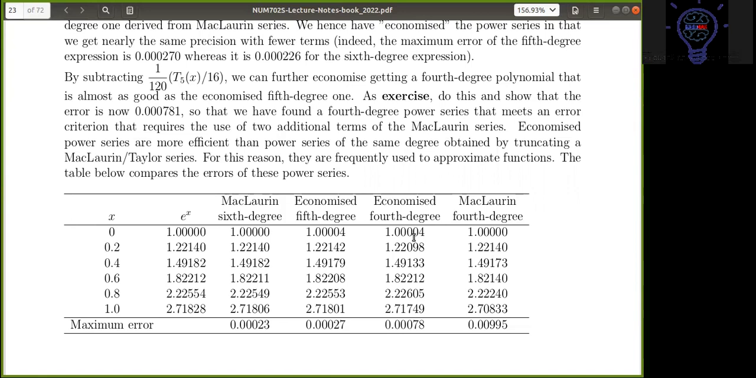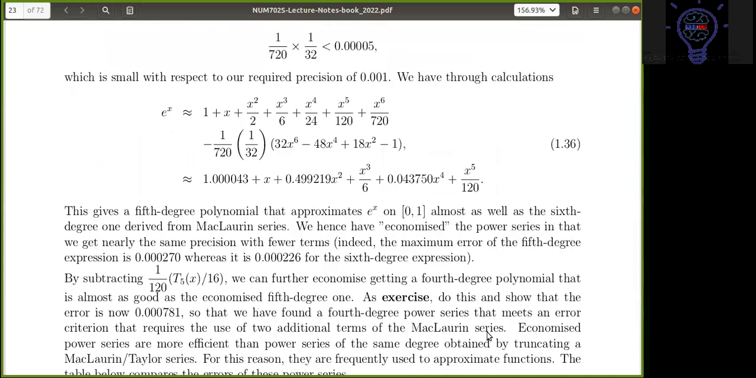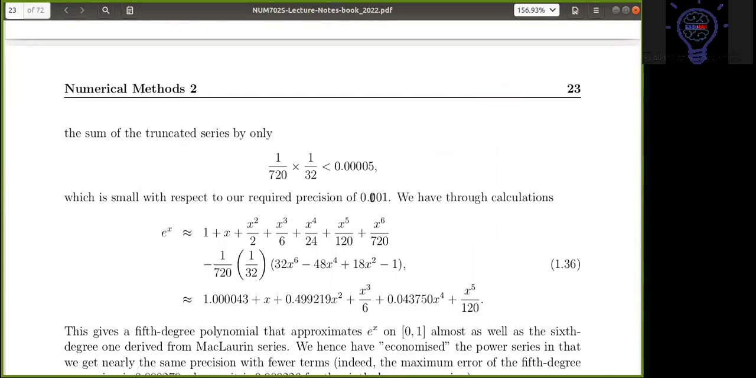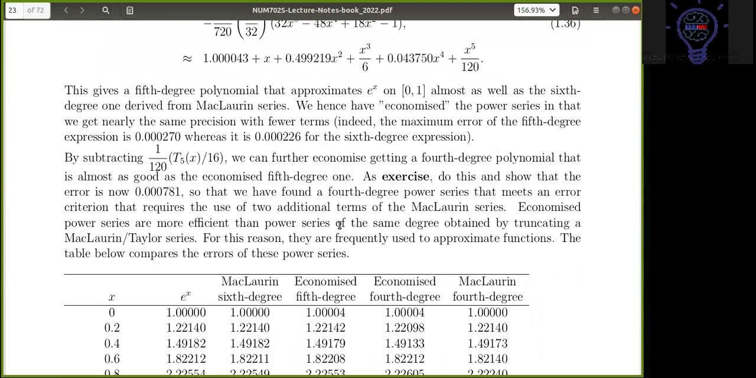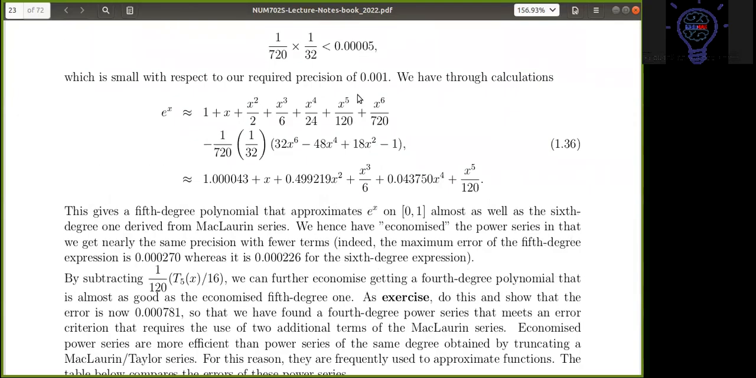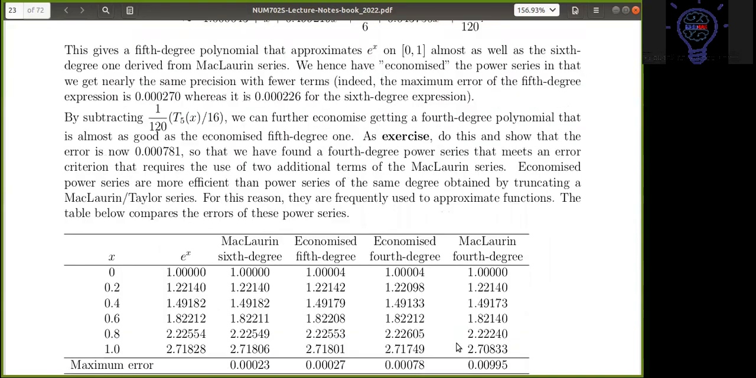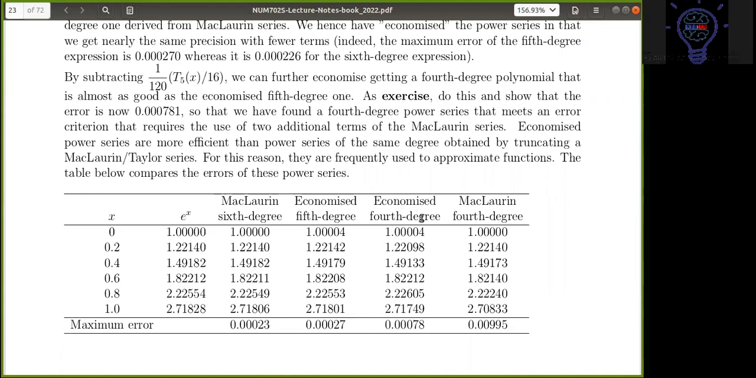But now, for comparison purposes, if we compute the corresponding fourth degree Maclaurin approximating polynomial, you can see that the error is very bad here. We are no longer within the precision. You can see that the maximum error will be 0.00999, which is greater than the required precision. The required precision should be 0.001. So any error should be less than this. We should not exceed it. But 0.009 is already larger than 0.001. So this is a very bad approximation. Whereas if you use the fourth degree economized power series or polynomial, we are still within the limit.